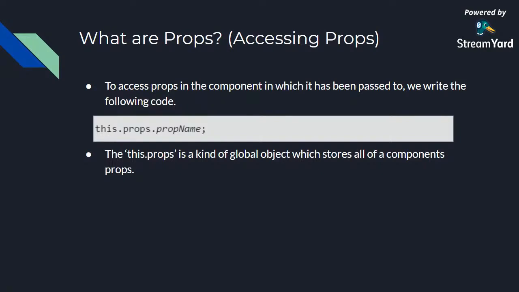Now, to access the props in the component to which they have been passed, for example, say we are passing the logged in user name from a login component to a home page component. How can we access that passed value? To access that passed value, we have this.props.propName. So this.props, similar to this.state, is the parent object in which the other values reside. To access the prop value, we use this.props.propName. The this.props is, as I said, a kind of global object which stores all the component's props.